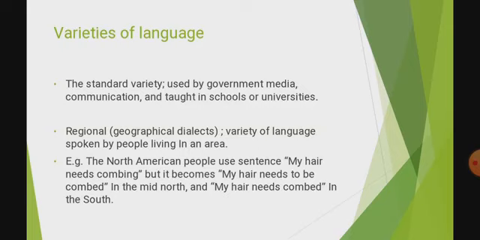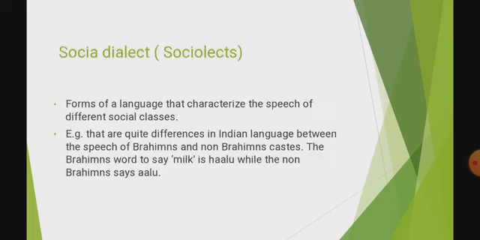Here you can see the variety of language in a single area where lots of people live. For example, North American people use the sentence "my hair needs combing," but it becomes "my hair needs to be combed" in the mid north and "my hair needs combed" in the south. Here you can see a single sentence is spoken in a single area by people in different ways. You can see the sentence here.